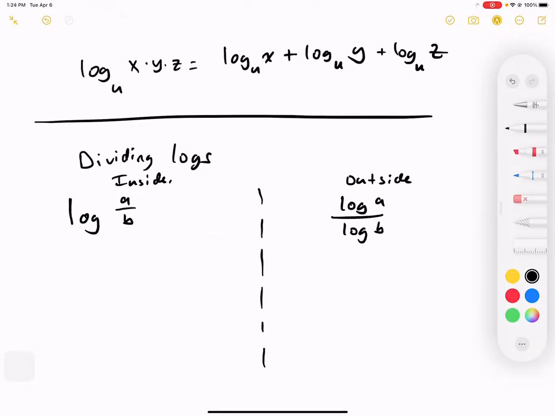In one, the division sign happens inside the log. In the other, the division sign happens outside the log. These are two different meanings. They are not the same. And please don't say, Mr. Ko, the logs divide out. They do not. The logs do not divide out. So let's deal with the one on the outside first, because we did this before. This is called change of base.